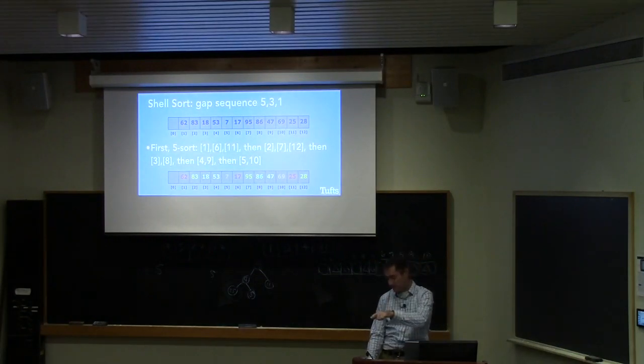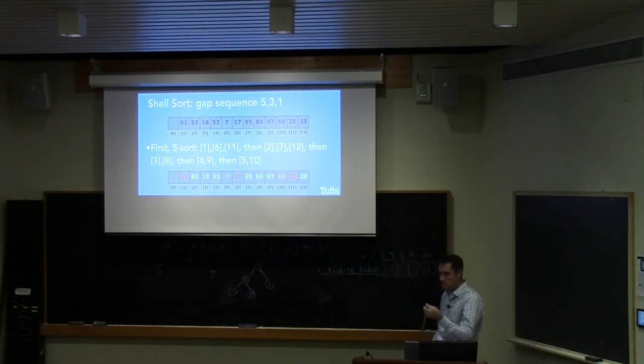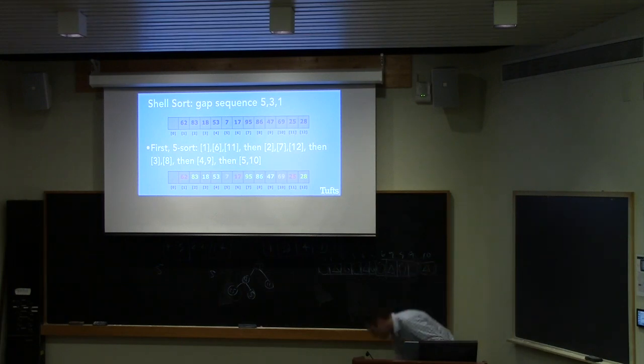Got a question? Yeah, Ben. Would it make any difference if instead of dividing it into every nth number, you just chopped it into individual arrays? You mean like half, half, half? Yeah. That would be called the merge sort, which we'll do in a little bit. Good idea. Yeah, it would make a difference. It would function differently, yes. It might be a merge sort, depending on what you do with it.